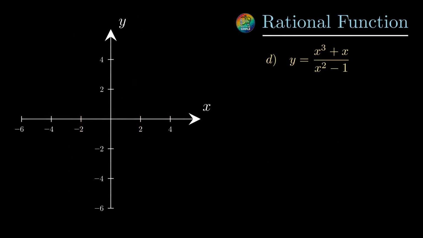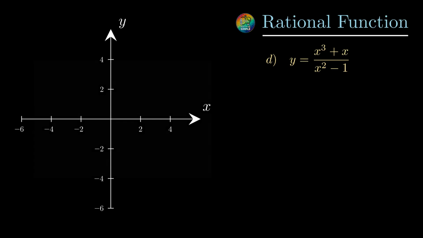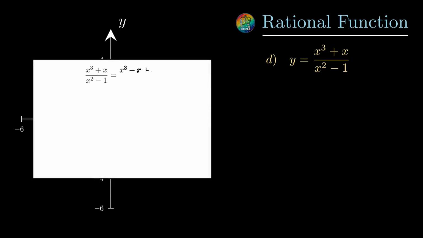Let's tackle our last exercise for today. y equals x cubed plus x divided by x squared minus 1. Notice that the numerator's degree is exactly 1 higher than the denominator's. By rewriting plus x as minus x plus 2x, we can split and simplify the fraction down to y equals x plus 2x divided by x plus 1 times x minus 1.